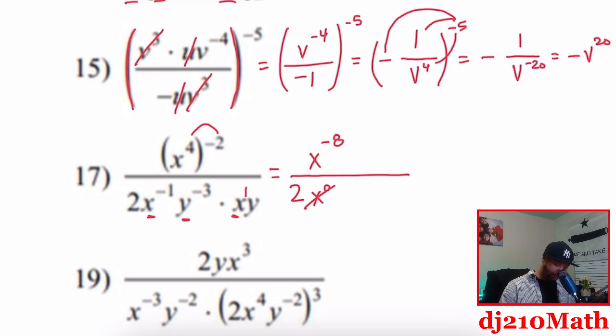Y to the negative 3 times y. So this is y, negative 3 plus 1, negative 2. All right, simplifying this, all we do is clear the negative exponents. So y squared moves up, x to the 8 moves down, and then the 2 is still in the bottom.